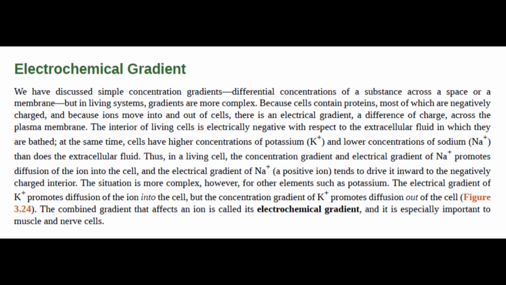Because cells contain proteins, most of which are negatively charged, and because ions move into and out of cells, there is an electrical gradient, a difference in charge across the plasma membrane. The interior of living cells is electrically negative with respect to the extracellular fluid in which they are bathed. At the same time, cells have higher concentrations of potassium and lower concentrations of sodium than does the extracellular fluid.